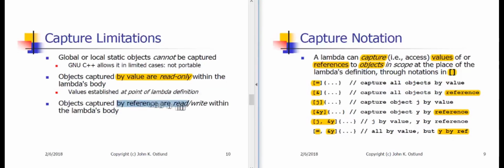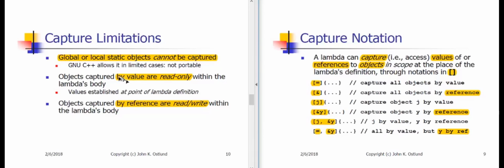Whereas if you capture an object by reference, that means that you want to have both read and write access to that object. Now, it turns out that capturing only applies to local variables and parameter variables. Global variables or static local variables cannot be captured according to the standard. It does turn out that GNU C++ allows it, but that's not a portable feature. So you may discover that your compiler allows it in some cases, but you should not rely on that to be true.